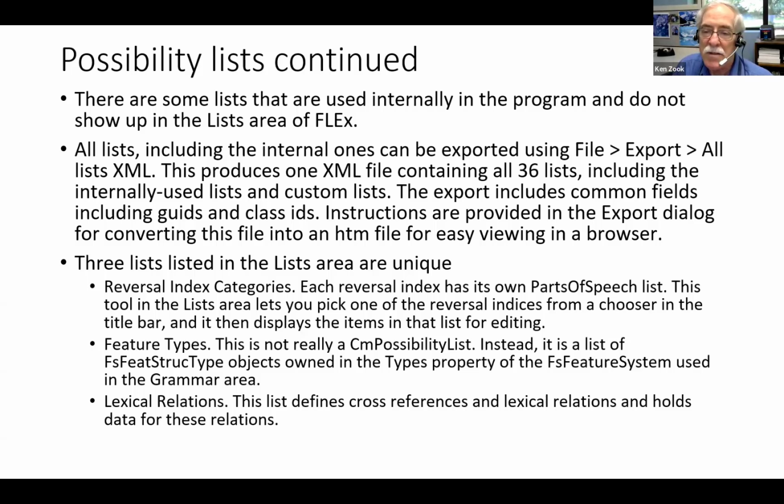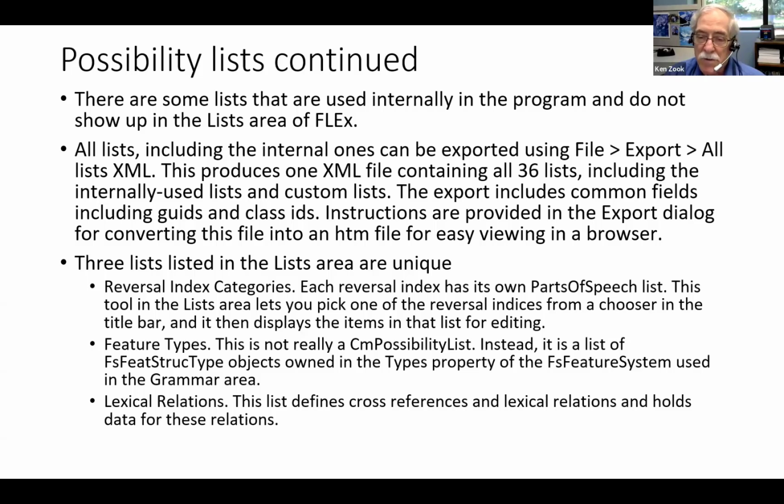This produces one XML file containing all 36 lists, including the internally used lists and custom lists. And the export includes common fields, including GUIDs and class IDs, and there are instructions provided in the export dialog to convert this file into an HTML file for easy viewing in a browser. And then 3 lists listed in the lists area are unique, reversal index entries or categories.